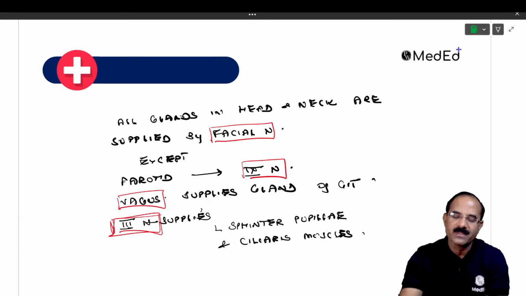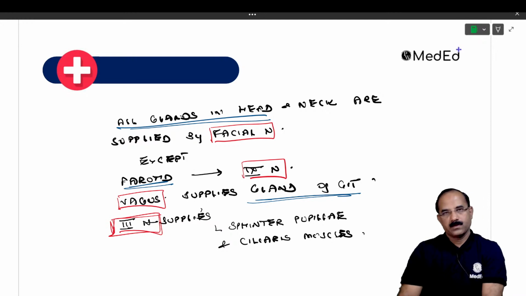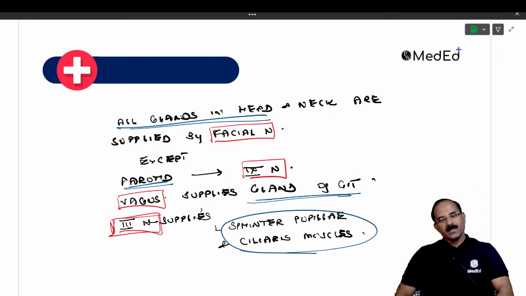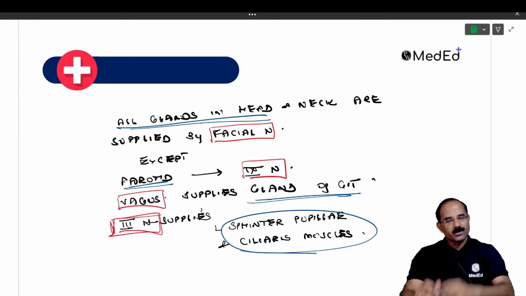They supply the glands. Now look at the glands: all the glands in the head and neck, parotid, glands of GIT, and these two muscles. Are you able to follow? Yes, very good. Now I'll make it still simpler for you, children. This is a little difficult, no doubt.